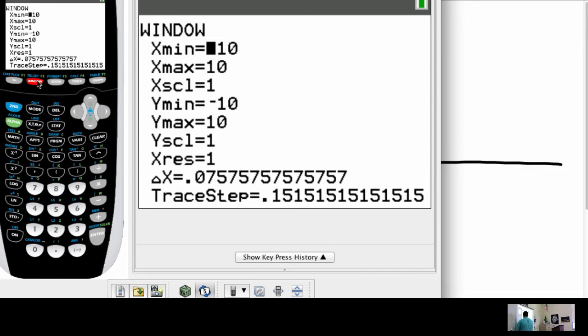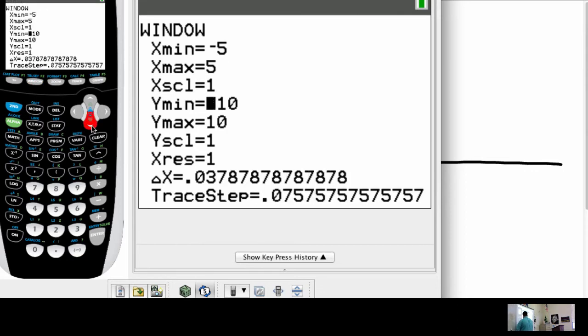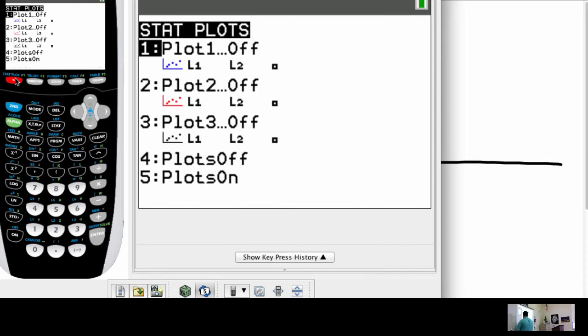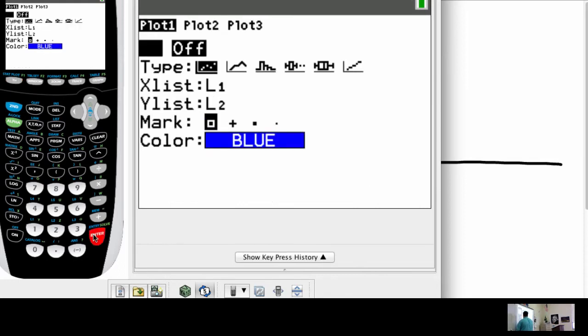And so I'm going to set my window. Our x's were really small, so I'm going to do negative 5 to 5. And our y values kind of jump around, so I'm going to say negative 25 to 25. And I've got to turn my stat plots on, so we'll just turn that one on. And let's just graph it.